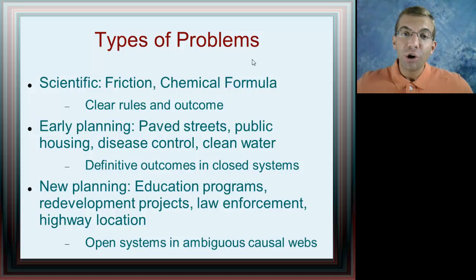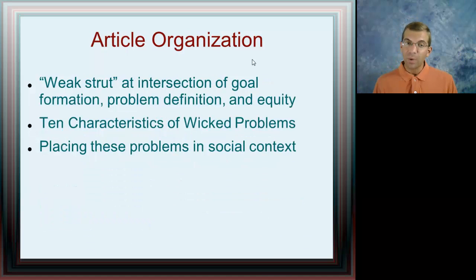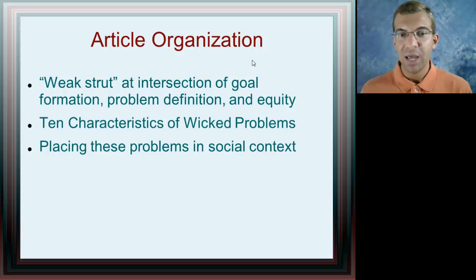So in reading this article, in the beginning, we go through what the weak strut is, and that's at the intersection of goal formation, problem definition, and equity problems. We're going to go through these more specifically. Then the article lays out 10 characteristics of wicked problems, and then places these problems in context. So I'm just going to go through these, so make sure you know what to keep your eye open for while you're reading.